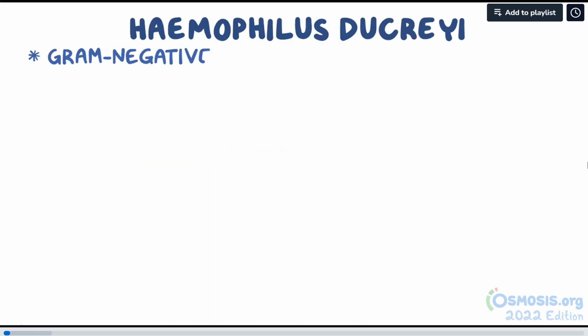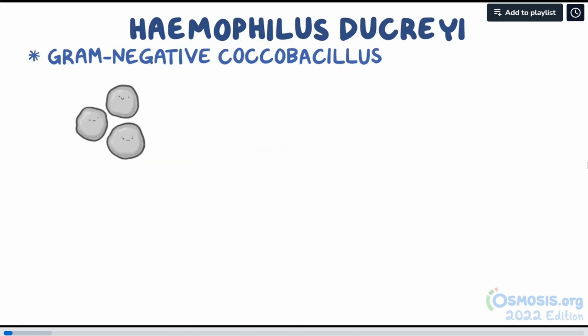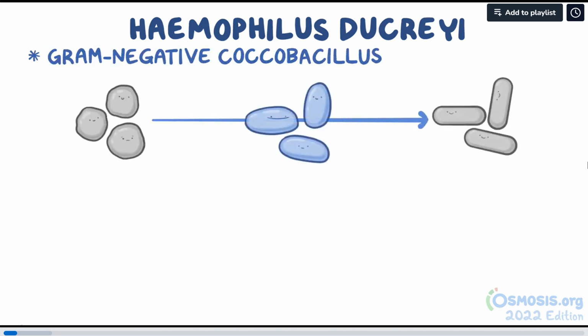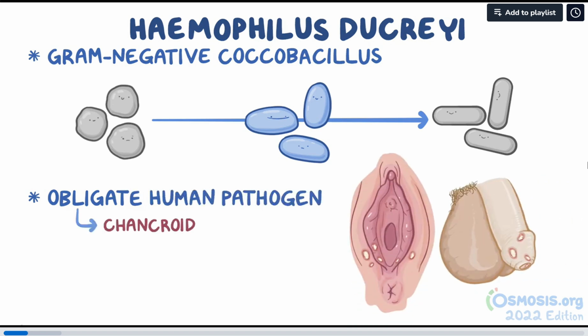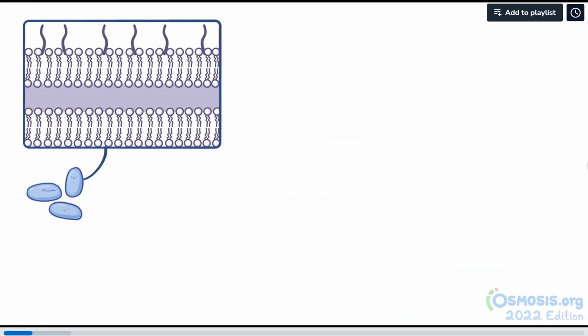ducreyi is a gram-negative coccobacillus, which means that shape-wise, it's somewhere between a spherical coccus and a rod-like bacillus. Haemophilus ducreyi is an obligate human pathogen and causes a sexually transmitted disease called Chancroid. Now, Haemophilus ducreyi has a thin peptidoglycan layer, so it doesn't retain the crystal violet dye used during gram staining. Instead, like any other gram-negative bacteria, it stains pink with safranin dye.